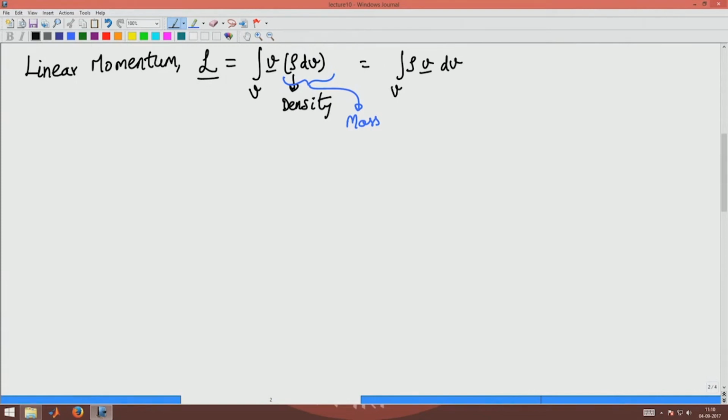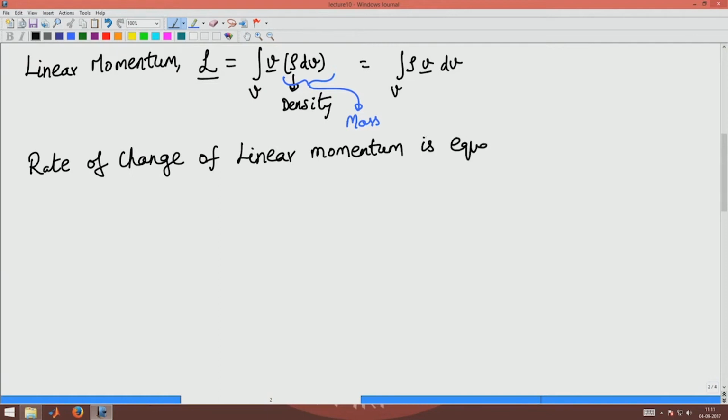Now, what does Newton's second law state? It states that the rate of change of linear momentum is equal to the applied force in magnitude and direction.